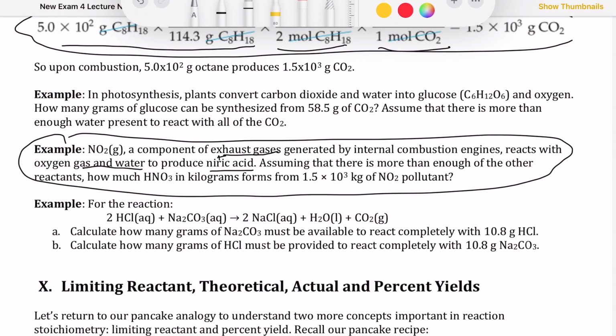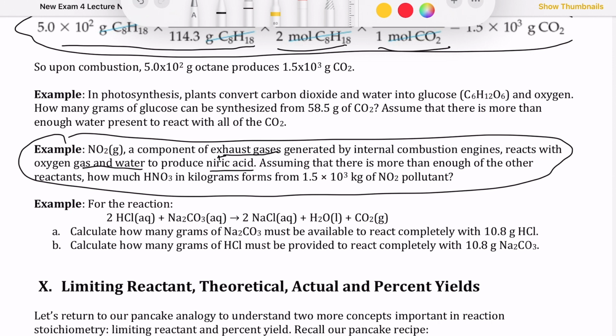That's a typo there. It should have a T, nitric acid, okay? Assume that there's more than enough of the other reactants. How much HNO3 in kilograms forms from 1.5 times 10 to the third kilograms of NO2 pollutant? Okay, so same idea here.